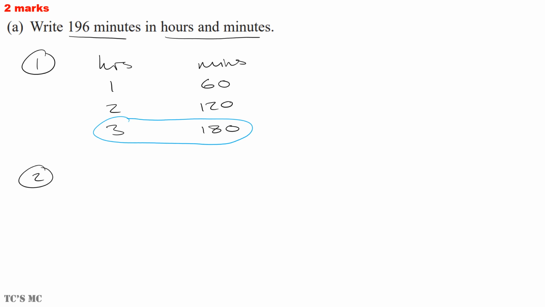Step 2, we need to work out how many minutes there are to go from 180 minutes to 196 minutes. We need to do 196 subtract 180. We get 16. So our final answer is 3 hours and 16 minutes. And that is our second mark.